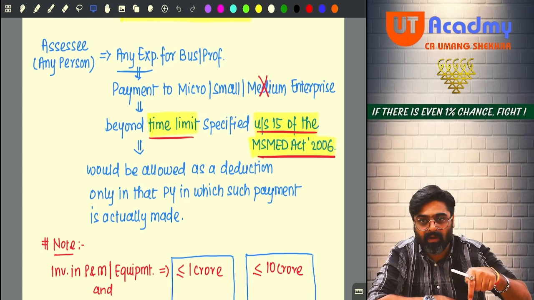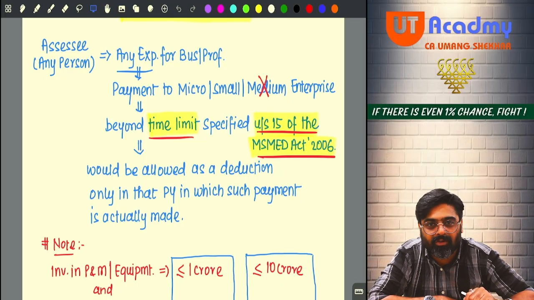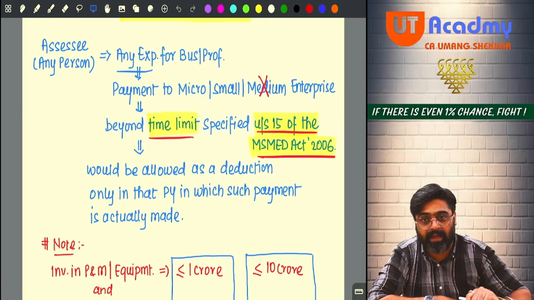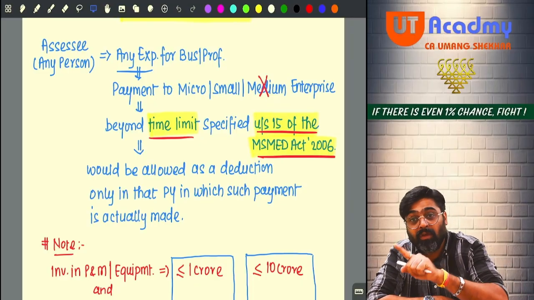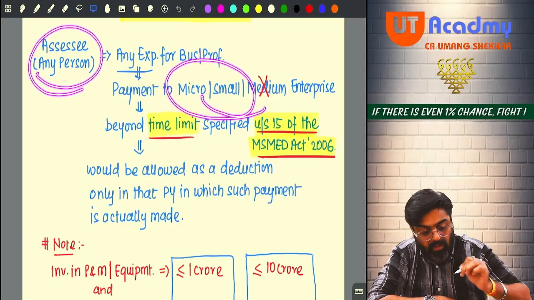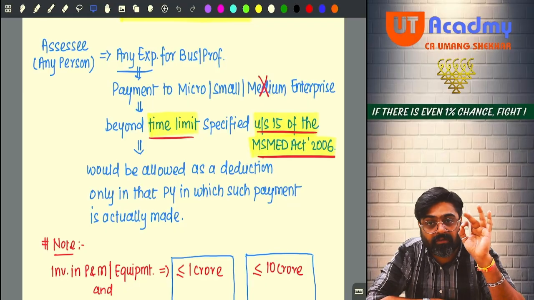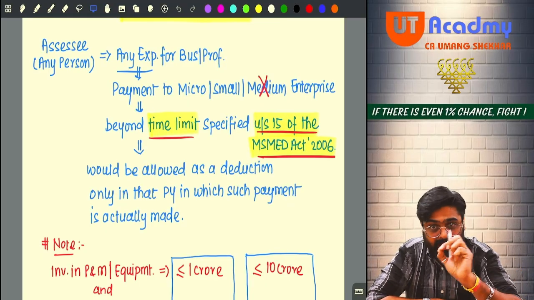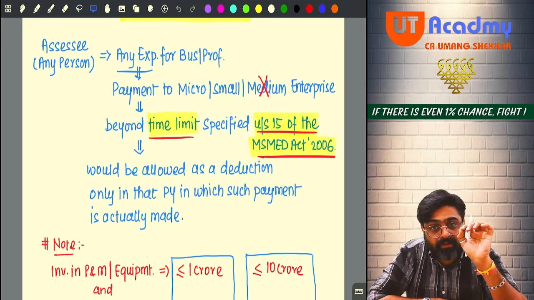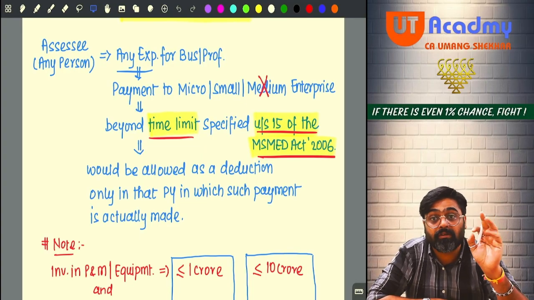So they should be paid on or before that time only, which the MSMED Act says, no? Under Section 15 of the MSMED Act, if you have an agreement with a micro and small enterprise, and if a time is prescribed in that agreement in writing, then within that time the payment must compulsorily happen.